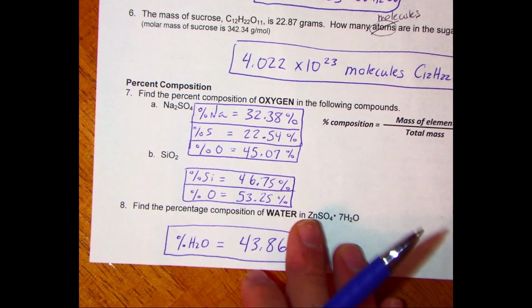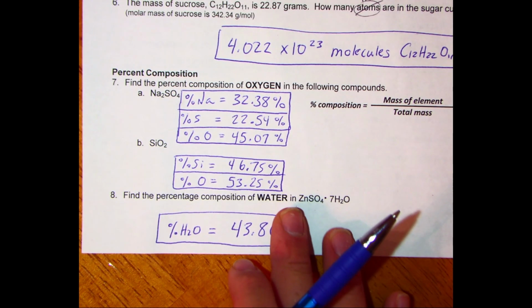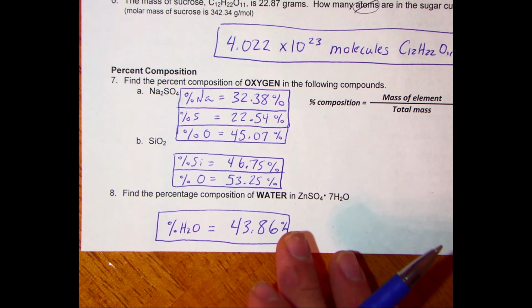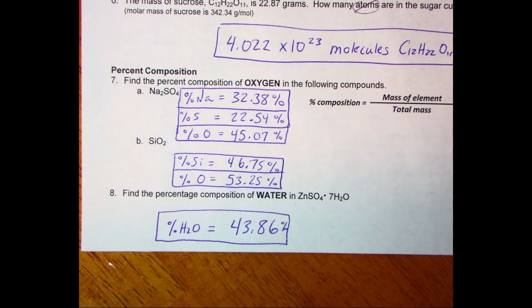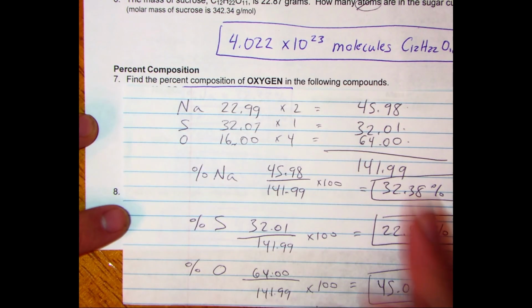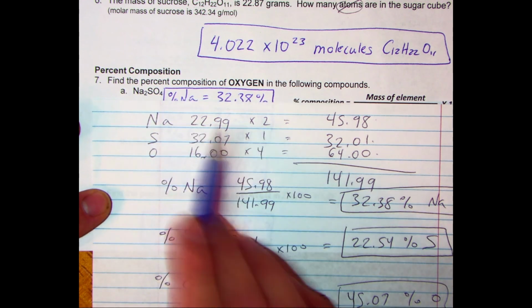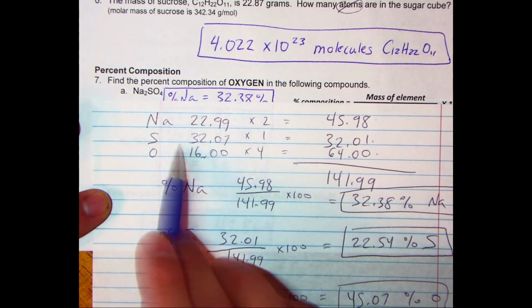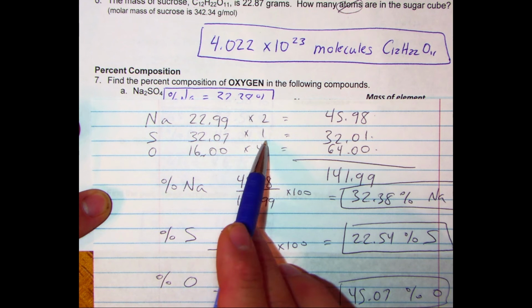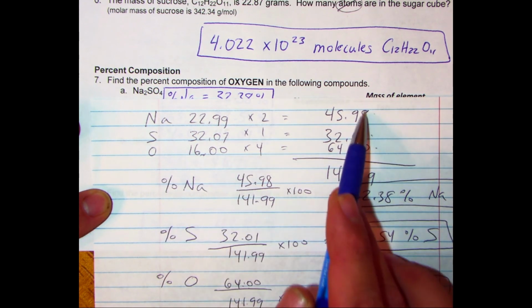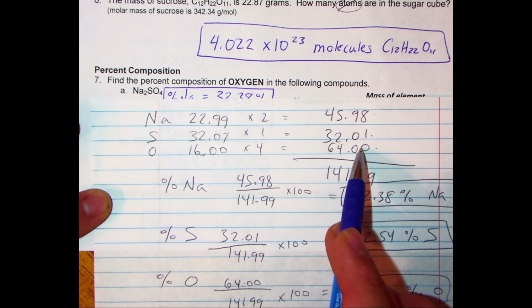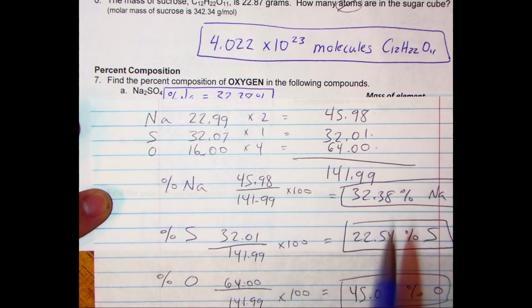Alright, last two, questions 7 and 8, both deal with percent composition, which are very similar to finding the molar mass. Question 7, letter A, you can see what we had to do. We had sodium, and there was 2 of them. Its individual mass times 2, sulfur mass, individual mass times 1, oxygen's individual mass times 4, and I found their individual pieces as well as a total mass here.